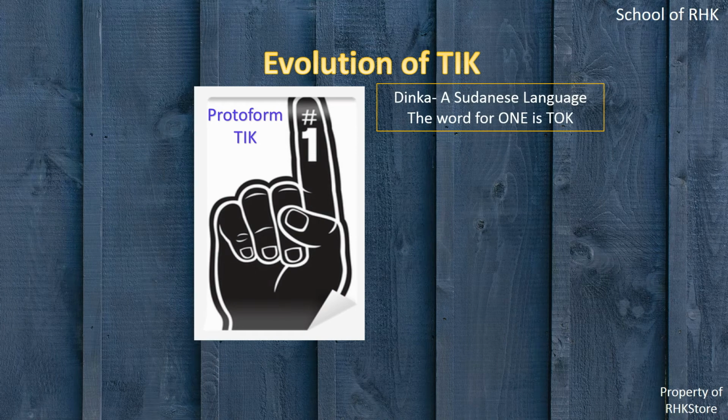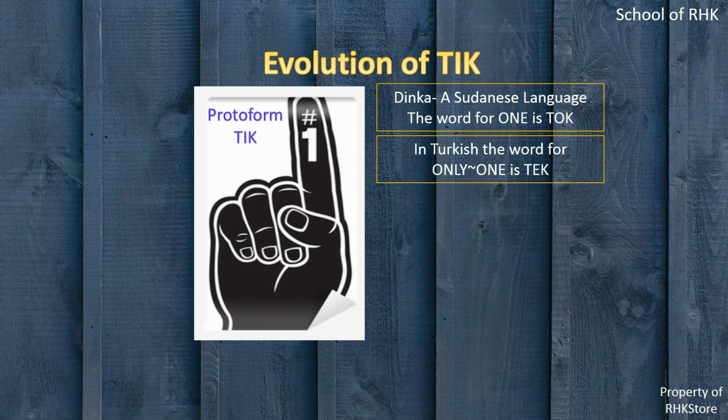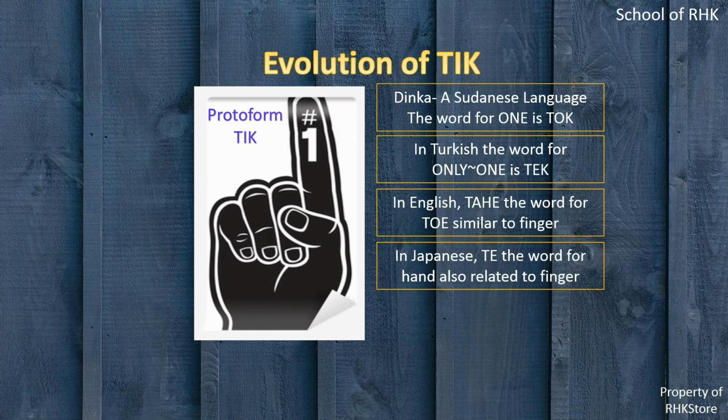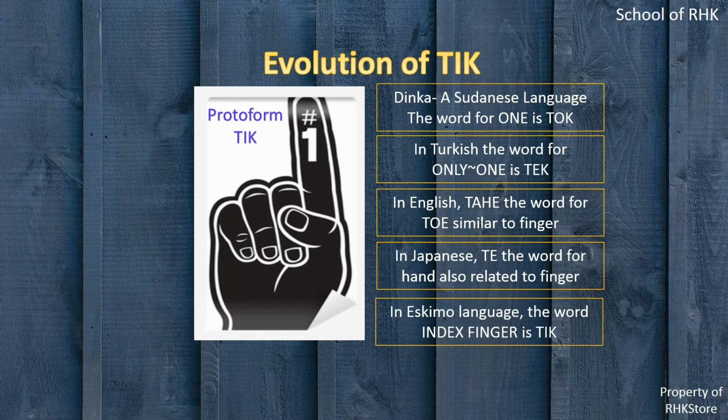For example, in Dinka, a Sudanese language, the word for one is tok. In Turkish, the word for only, which is kind of like one, is tek. In Old English, tahe was the word for toe, which is similar to a finger. In Japanese, te is hand, which is also related to fingering. In an Eskimo language, the word for index finger is tik. Examples are numerous, and they all pose one question: do they all come from the same origin?